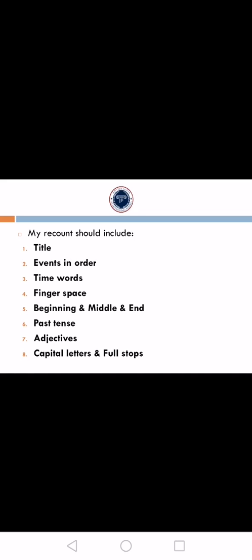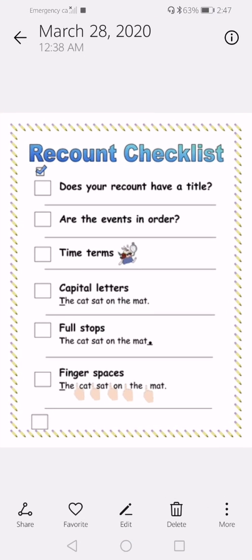And I have to use the past tense, of course, because it happened in the past. And I have to use adjectives to make my story interesting. And of course, the capital letters and full stops. So if I wrote the recount and I want to make sure if I'm right or wrong, I have to look at this small checklist.